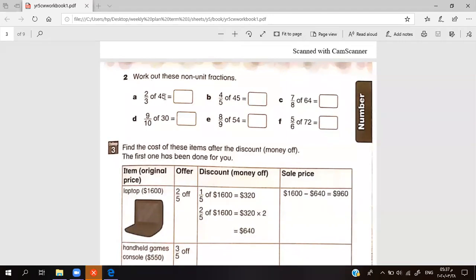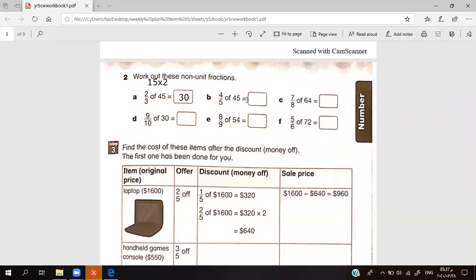When you divide the 45 by the 3, it's going to give you a 15. So the 1/3 is 15. So the 2/3 becomes, after I get the 1/3, I multiply by the numerator. The numerator here is 2. So 15 times 2, so this means it's a 30. Let's do B.